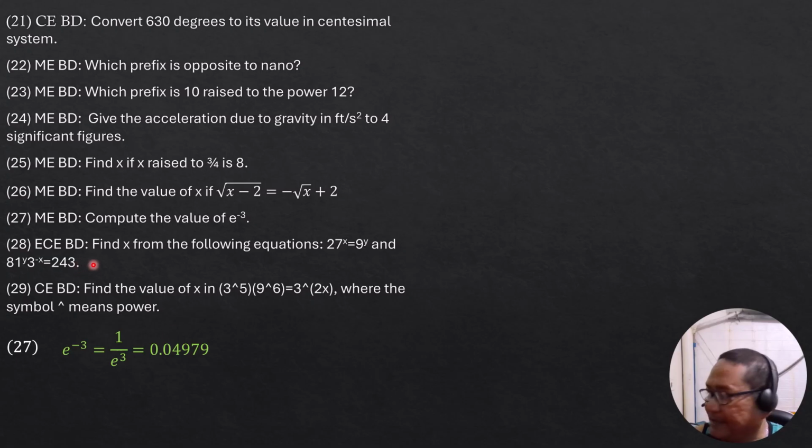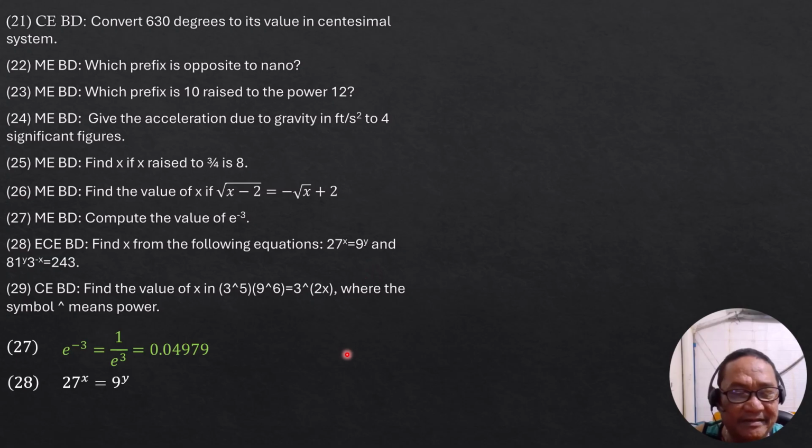Number 28, this came out in Electronics Communication Engineers Board exam. Find x from the following equations: 27 to the x equals 9 to the y, and 81 to the y times 3 to the negative x equals 243. So take note, 27 and 9 can be expressed with base 3. 27 is 3 cubed, 9 is 3 squared.